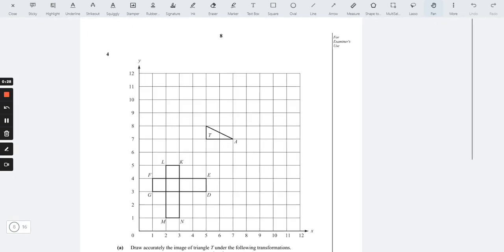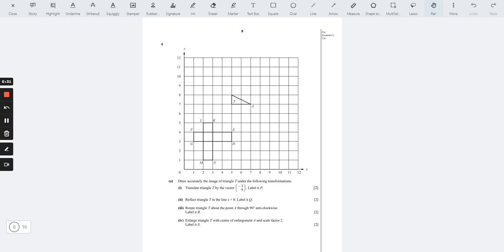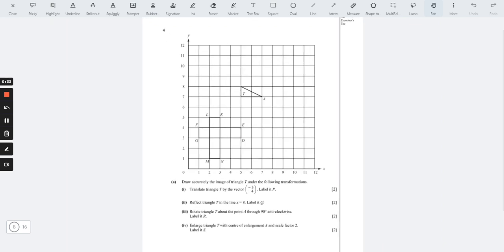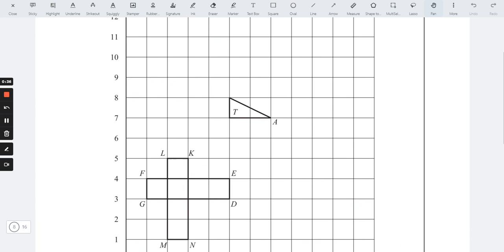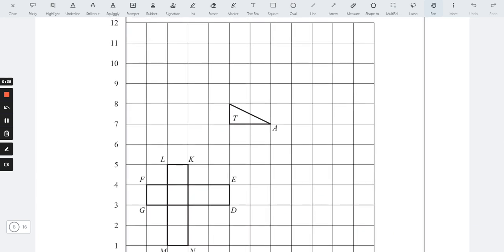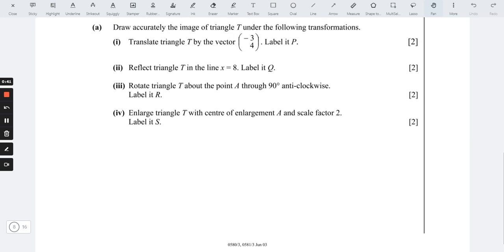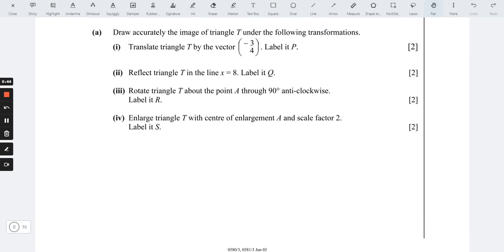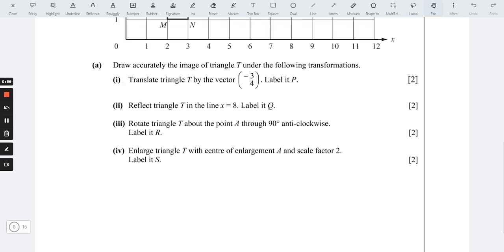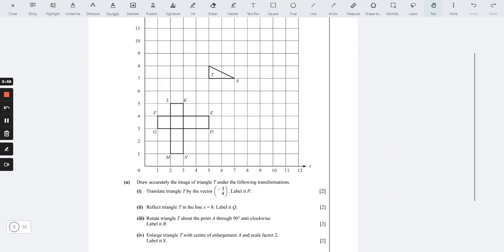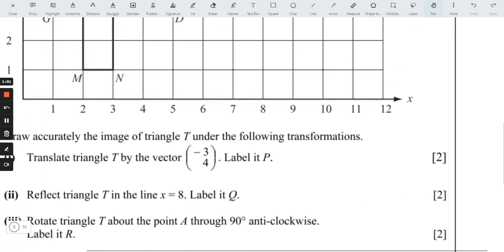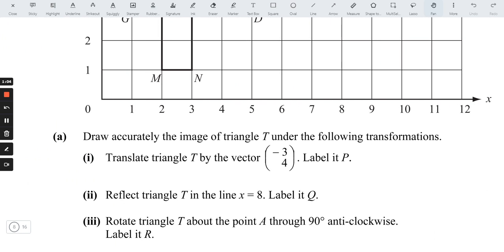Question 4 here we have reflection, translation, enlargement, rotation. So here the use of tracing paper is strongly recommended for the rotation. Reflection could be for the first and second and third one is important, but especially in the case of rotation, it's important to use the tracing paper. Now draw accurately the image of triangle T under the following transformations.